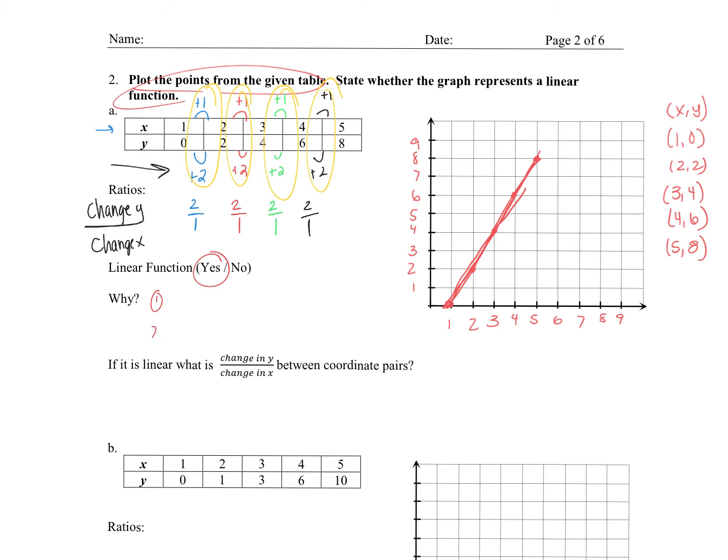Now, you're going to explain to me why. There's 2 reasons why here. Reason 1 is because the rate of change is constant. They're all the same, right? Or our ratios, our ratios are all the same. And 2, you can tell from the graph because it is a straight line. So there's two reasons there. One, because you graphed it and it was a straight line. And two, because your ratios were all the same. And then that just means if it is linear, what was your rate of change? That is what your ratios are. So your rate of change was 2 over 1.